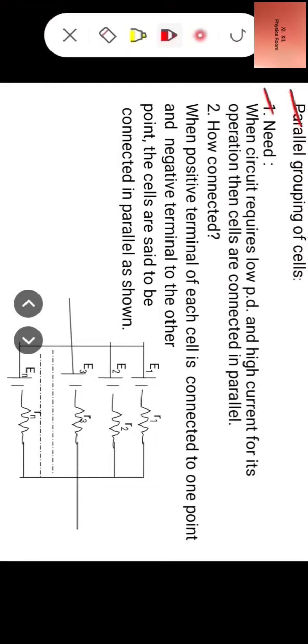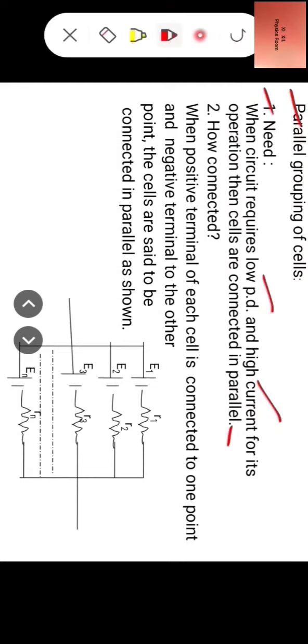Now we take up point by point. First point, need. When a circuit requires low PD and high current for its operation, then cells are connected in parallel. I repeat, when a circuit requires low PD and high current for its operation, then cells are connected in parallel.